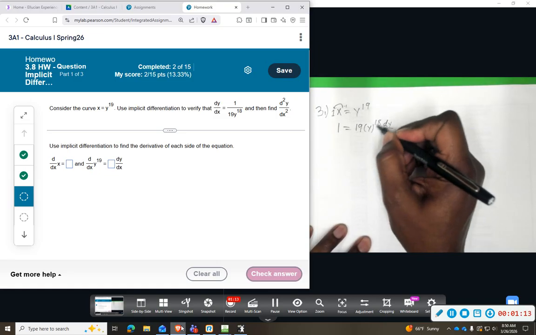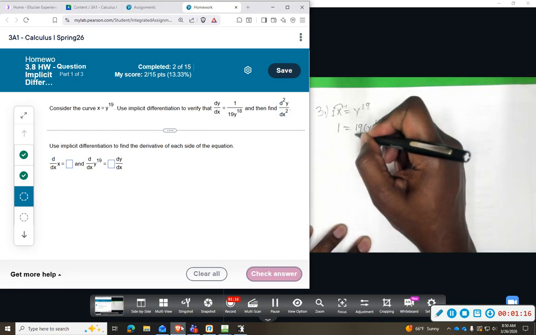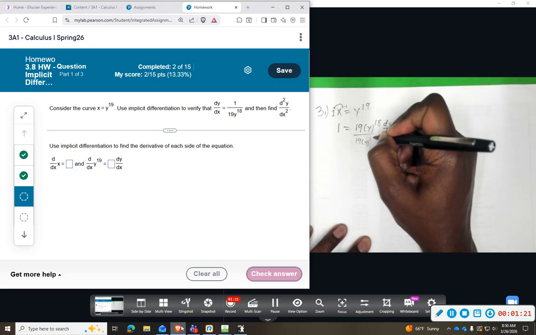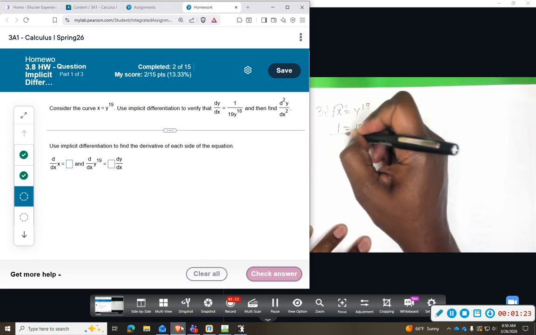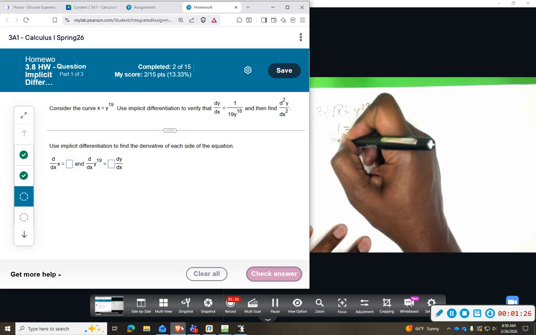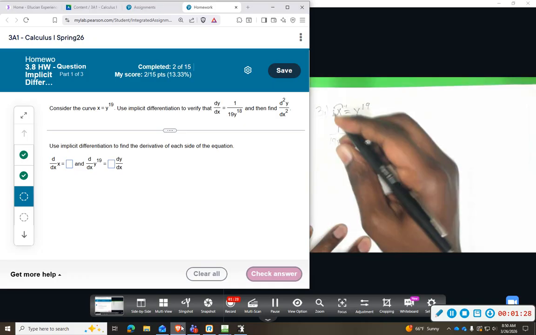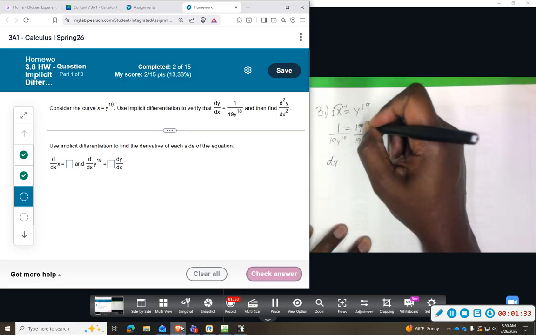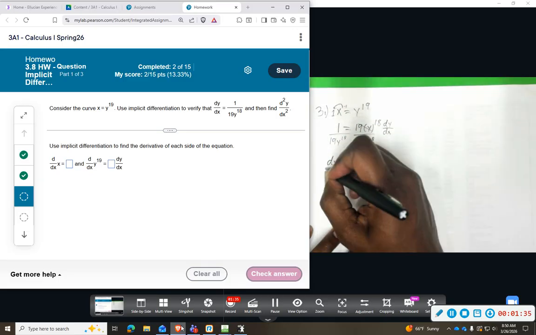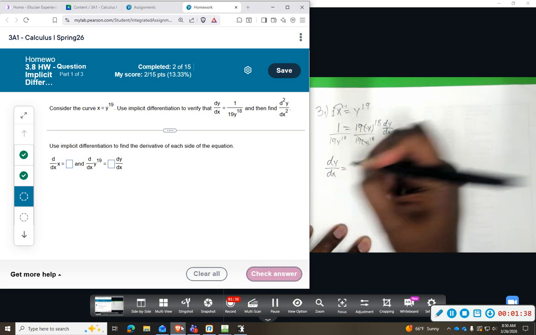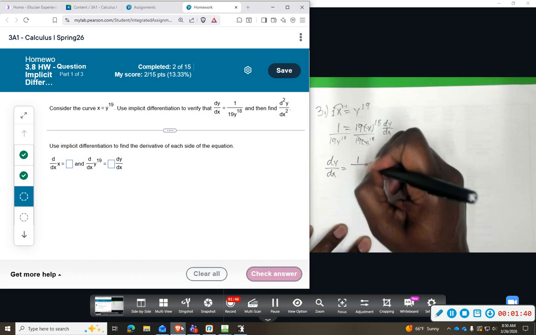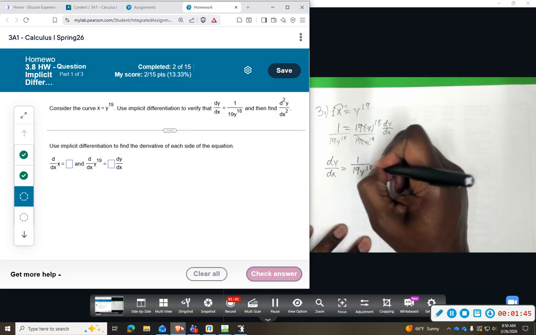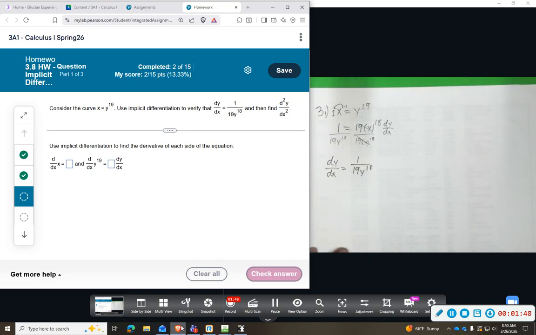Now, if I just divide to get the dy/dx by itself, I don't need the parentheses, but I'm just putting it there. Okay, this gives us, I'm going to write the dy/dx on this side, because this will cancel, leaving us with dy/dx equals 1 over 19y to the 18th power. Okay, so this is our derivative.